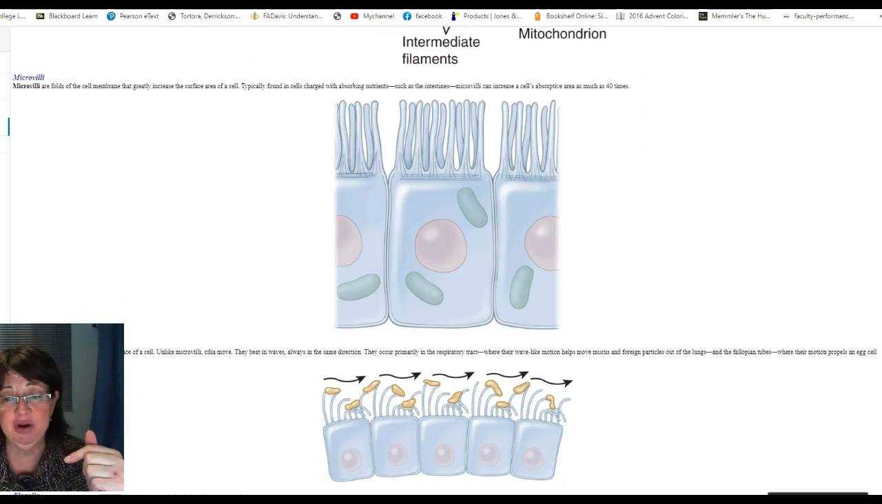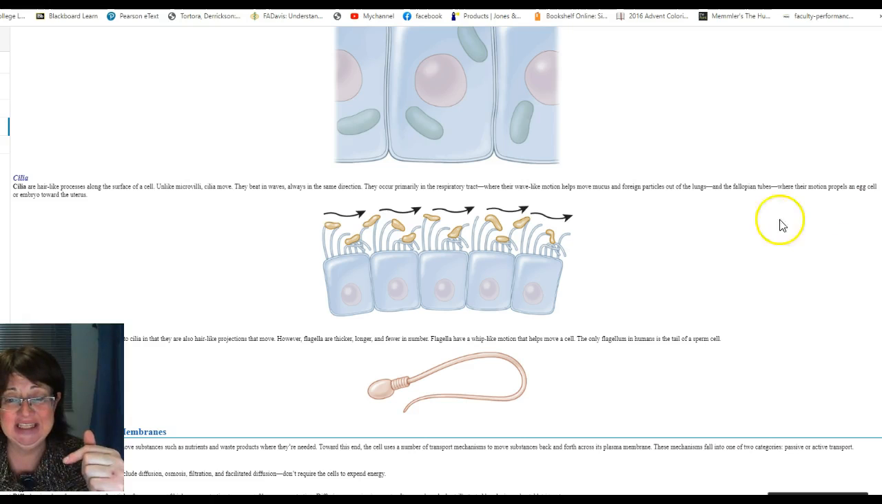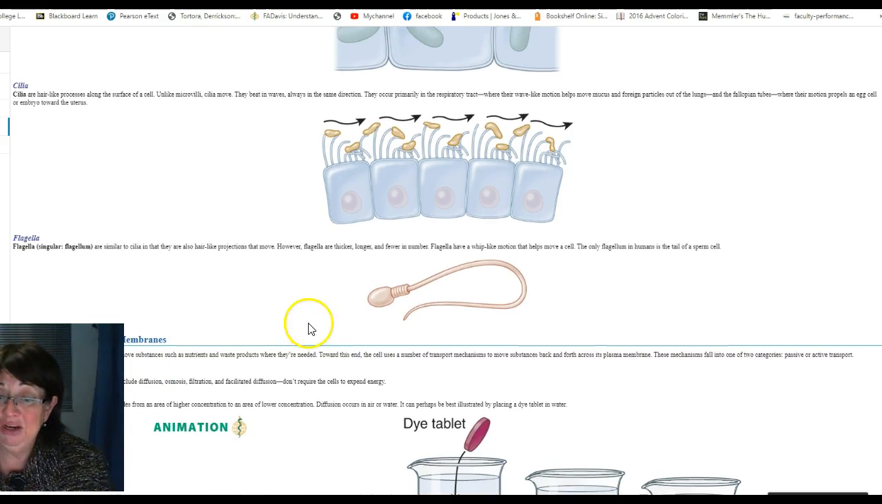Now, we've talked about cilia. Cilia is like the hair-like structure that will move substances along. In your throat, it will move any sort of foreign particle back up to your mouth. In sperm, you have an organelle used for movement, but this is a flagella. Flagella is more whip-like. Cilia is more wave-like or rolling.